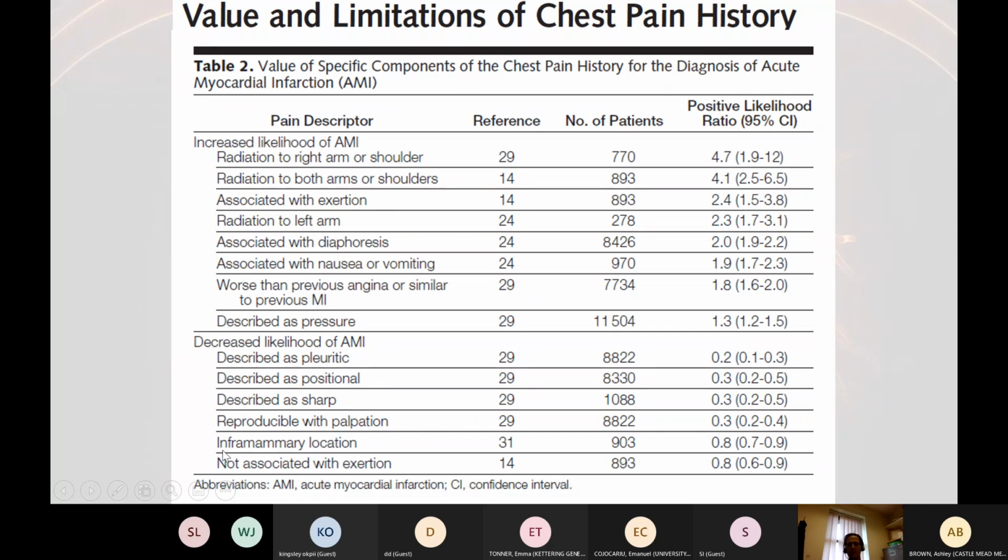Now that is inframammary location, that's what that means, and that actually makes it less likely that it's cardiac. And if somebody's having unstable angina, we would expect it to be worse on exertion, as well as occurring potentially at rest. So we do expect ischemic pain to be worse with exertion, but obviously if they're presenting with an acute STEMI, they're unlikely to have done much exertion on that day.